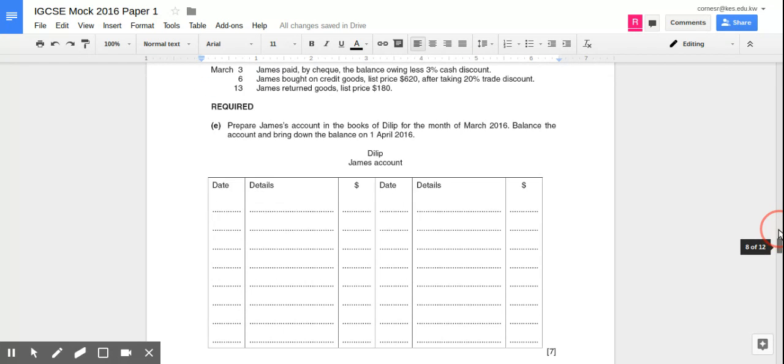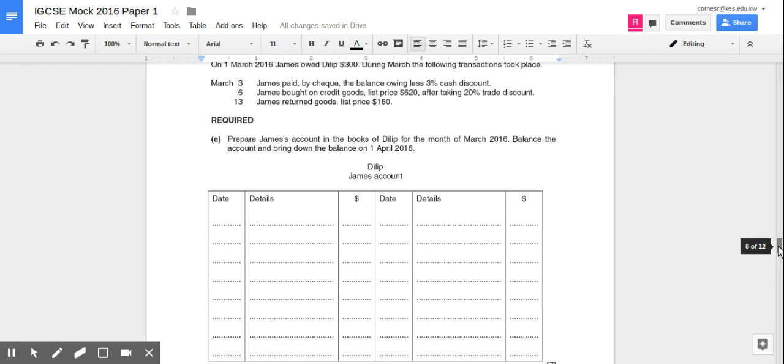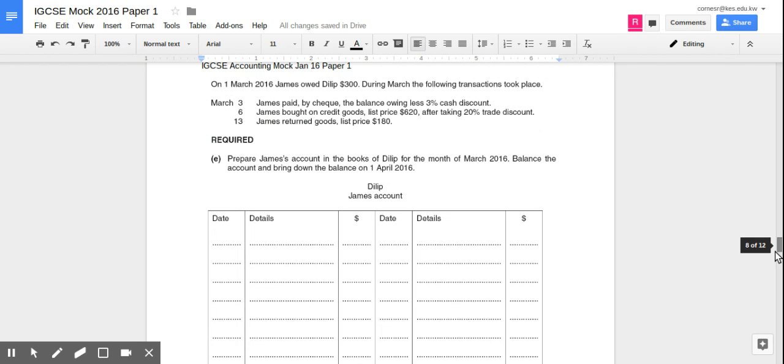And then we got a question that we needed to do where James owed Dilip $300 at the start. If James owed Dilip, in Dilip's account, James is a customer, he owes him some money, and therefore on the 1st of March, he would be an asset.